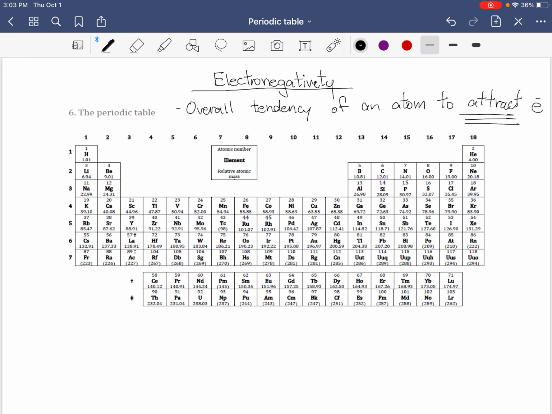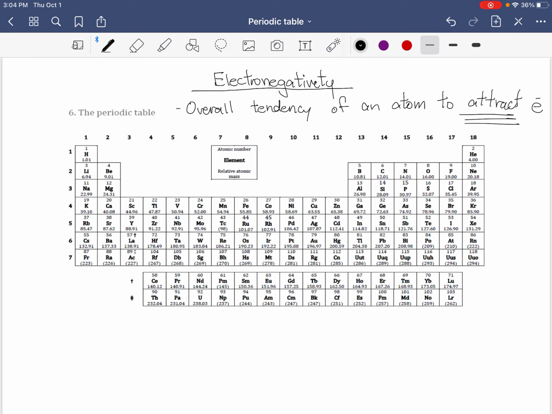Okay, the overall tendency of an atom to attract electrons. Basically, how much do you love electrons? Now, why is this important? It's important because later on in topic 4, we're going to talk about bonding. And there are different types of bond. There's ionic bond, there's covalent bond, and you're going to be introduced to something known as intermolecular forces, which is interaction, or you can even say weak bonds, between 2 compounds.